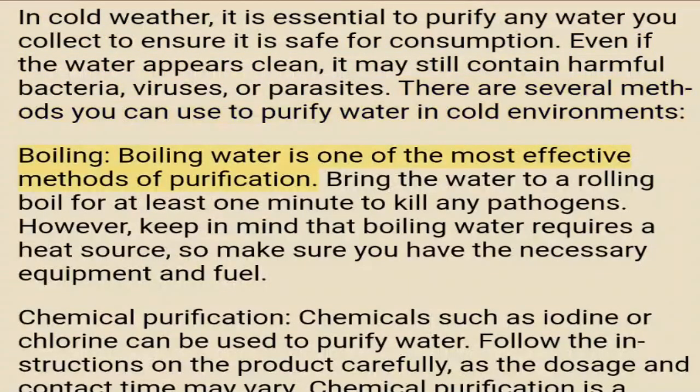Boiling. Boiling water is one of the most effective methods of purification. Bring the water to a rolling boil for at least 1 minute to kill any pathogens. However, keep in mind that boiling water requires a heat source, so make sure you have the necessary equipment and fuel. Chemical purification. Chemicals such as iodine or chlorine can be used to purify water.